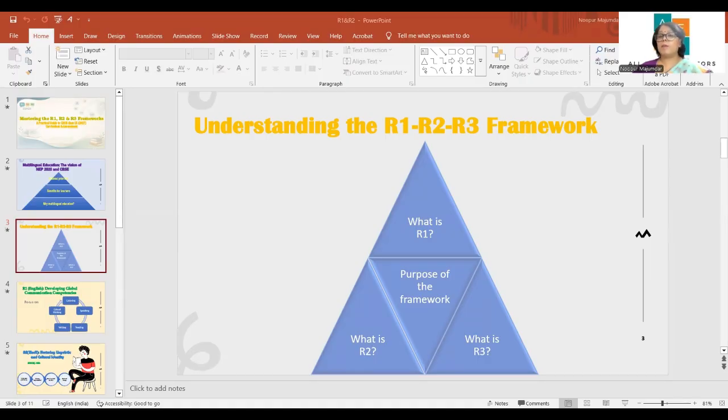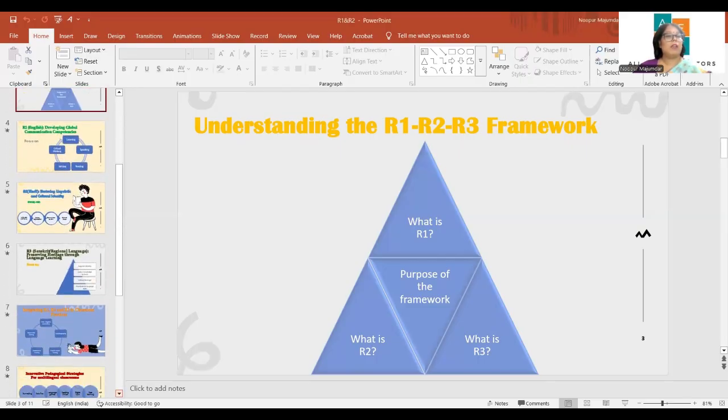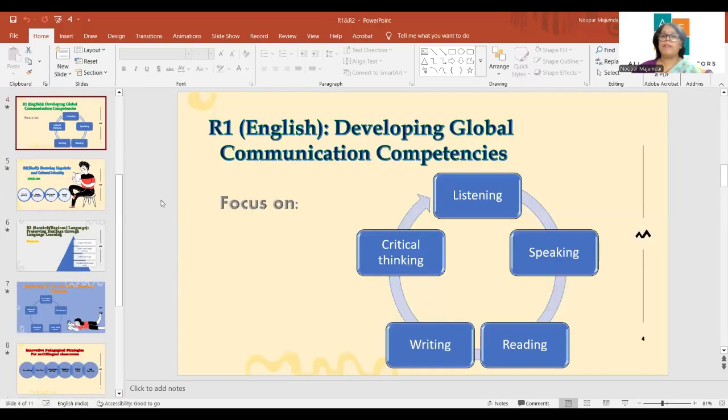Right? So having understood the purpose of R1, R2 and R3 framework, let us now examine each component in great detail, in great depth, right? So now let's discuss developing global communication competencies. So let's find out what exactly it is, dear educators. So moving ahead, let's find out what we are going to understand now. R1 English, developing global communication and competencies, right? So let's again deep dive into it and explore what exactly it is.